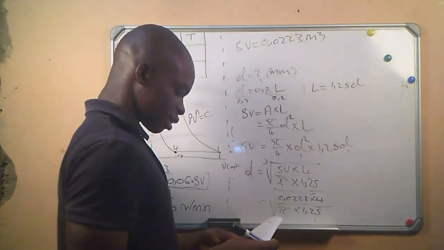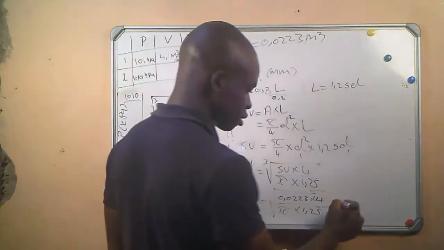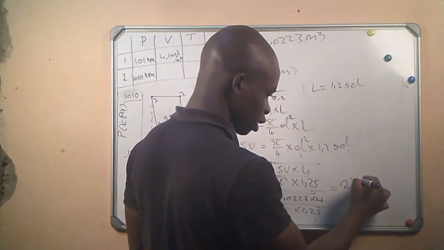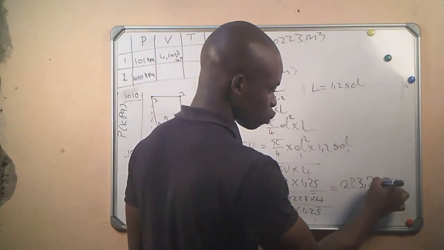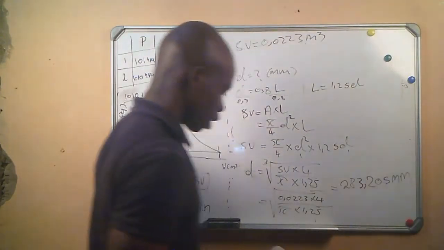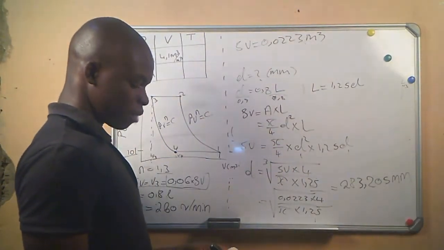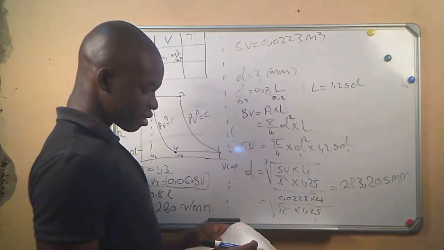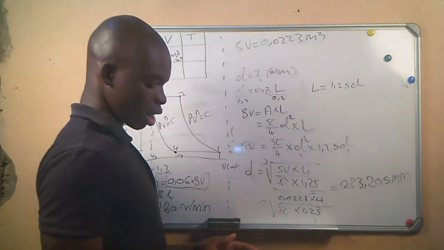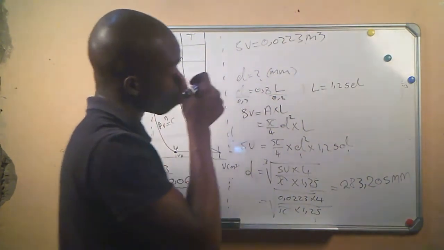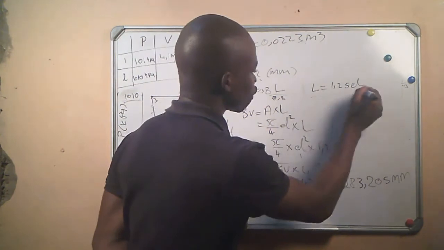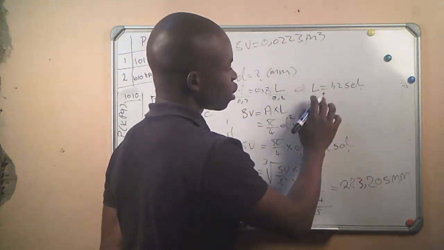They said you must calculate our diameter in millimeters, and then I got that my answer is 283.205 millimeters. And then that's our number B. Then our number C, they say we must calculate the length of the stroke, also in millimeters. So we come to this formula.